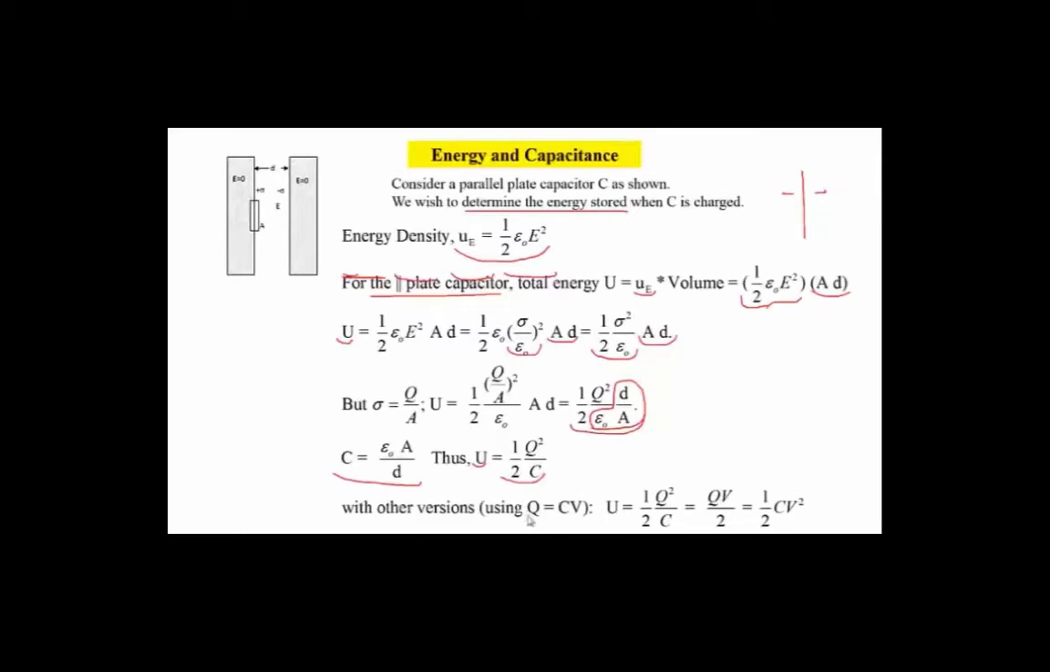Okay, so if we use Q equals CV, we can eliminate Q, we can eliminate C. And so we'd end up with these expressions here. Here's the one that we derived, but here are 2 others, and you should remember all 3 of these. So you would have U is QV over 2 or 1/2 CV squared. All 3 of these are useful expressions.